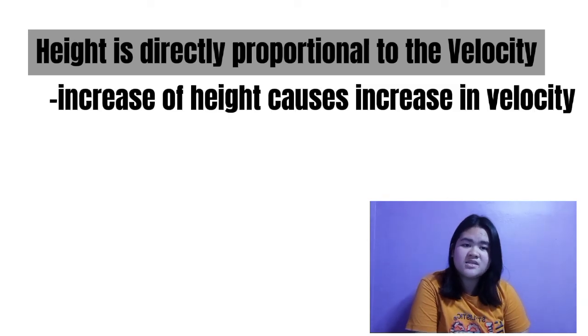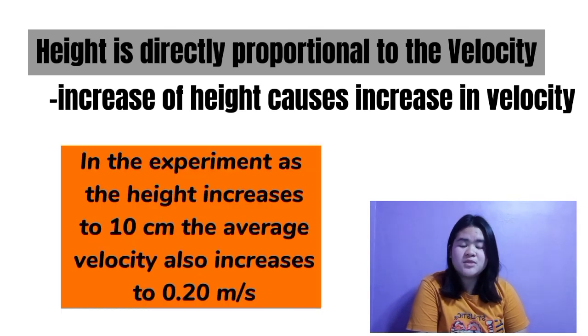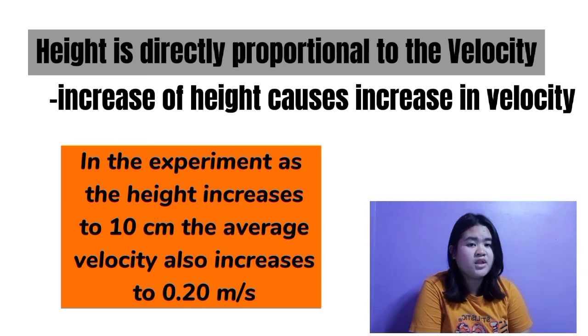This is because the increase of the height causes an increase to the velocity of the object. Furthermore, in the experiment, we can say that as the height increases 10 centimeters, the average velocity also increases by 0.20 meter per second.